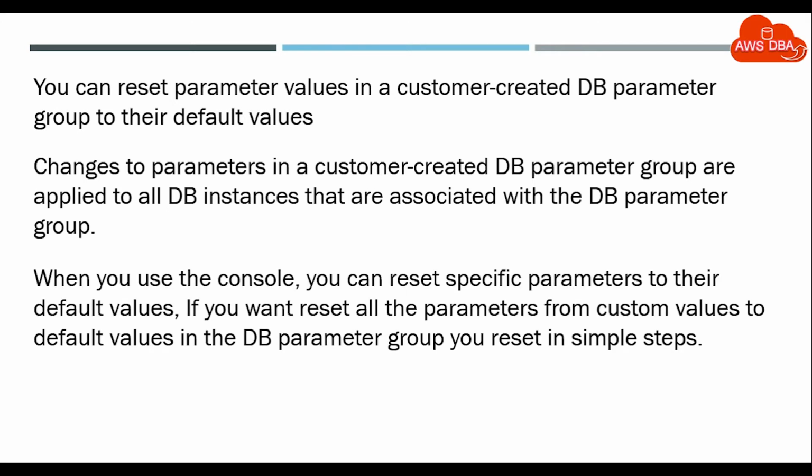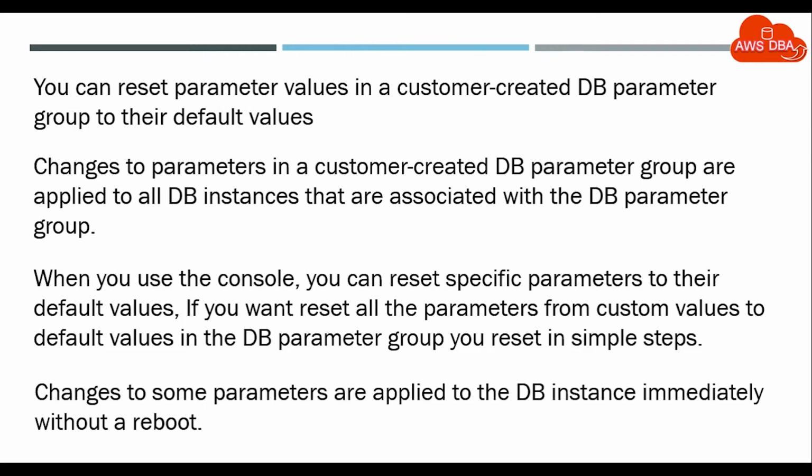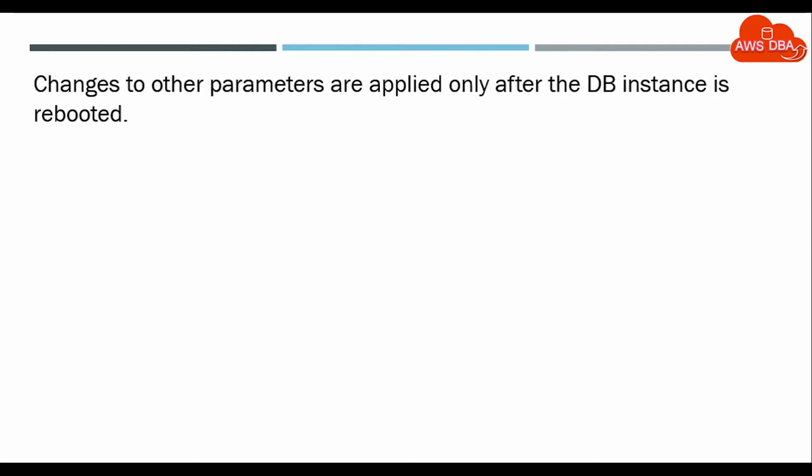When you use the console, you can reset specific parameters to their default value. We want to reset all the parameters from custom values to default value in the DB parameter group. You can reset in simple steps. Dynamic parameter changes do not require a reboot and will apply to the DB instance immediately. When you change a static parameter, you need to manually reboot the DB instance.